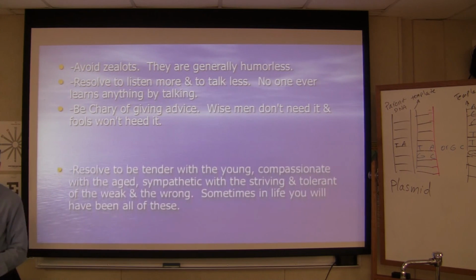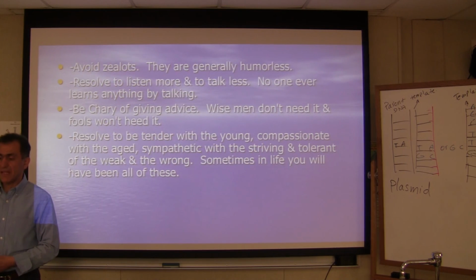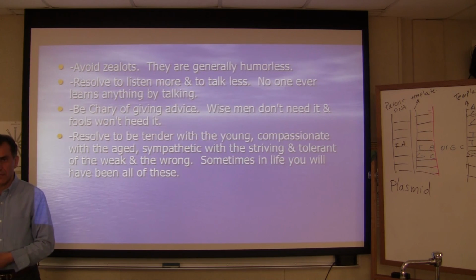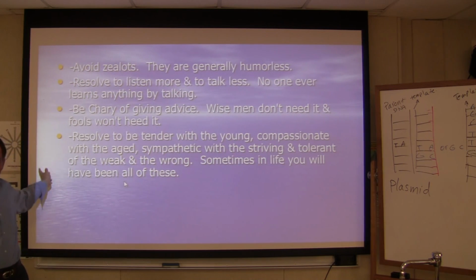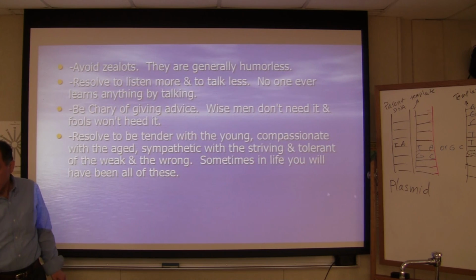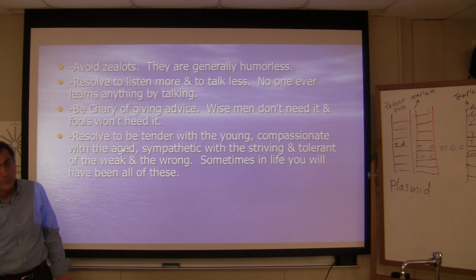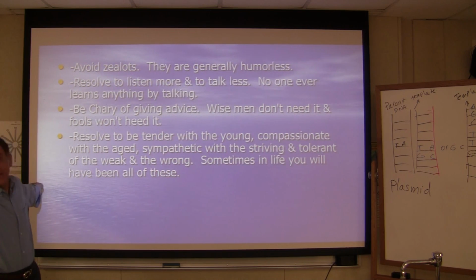Resolve to be tender with the young, compassionate with the aged, sympathetic with the striving, and tolerant of the weak and the wrong. Sometimes in life you will have been. What does that mean? Any of you in grammar? You will have been. It means both past, present, and future. That's what you will have been means. It means you have been or you will be. You will be aged. Right now you're young. So be compassionate with them. Be tender with them. Because you will have been: past, present, and future.